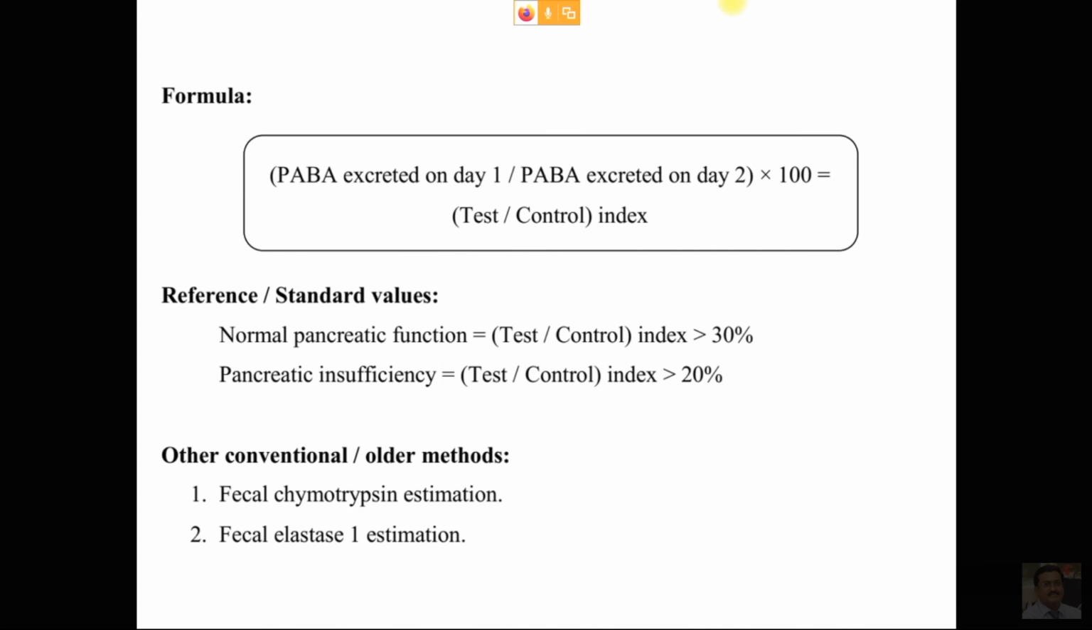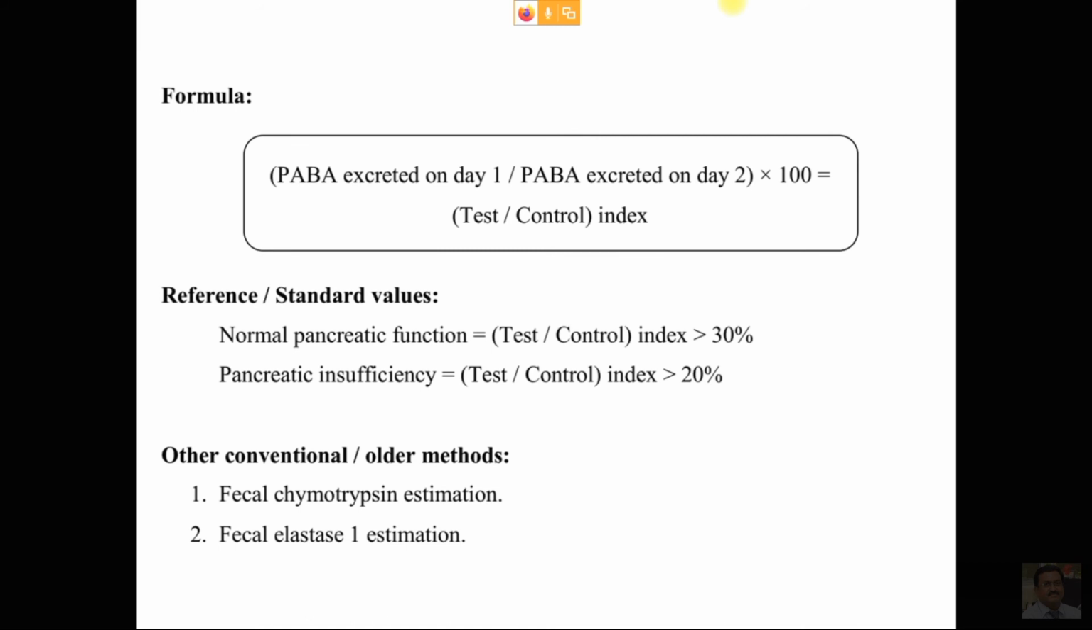The other conventional and older methods are the fecal chymotrypsin estimation and fecal elastase 1 estimation. That means we can collect the sample of the feces from the patients, and form a suspension, and from that filter everything in cold buffer, and centrifuge completely, and again filter with Whatman number 1 filter paper, without any solid particles. You have to get a complete solution. That solution is the source for checking the activity of chymotrypsin.